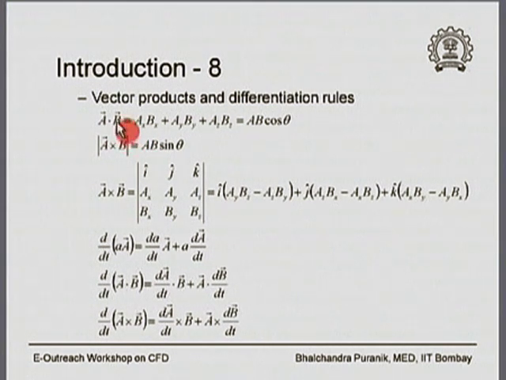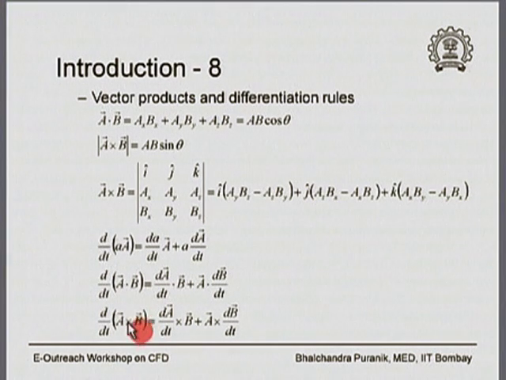So, at the top we have the dot product, then we have the cross product in terms of their magnitudes. In terms of the vector representation, I am listing the cross product as our standard determinant expression. When it comes to the differentiation, I am dealing in the first instance with a scalar, small a, multiplying a vector, and the whole product is then differentiated with respect to another variable t. Then I have a dot product which is differentiated with respect to t, and then we have a cross product which is differentiated with the variable t.